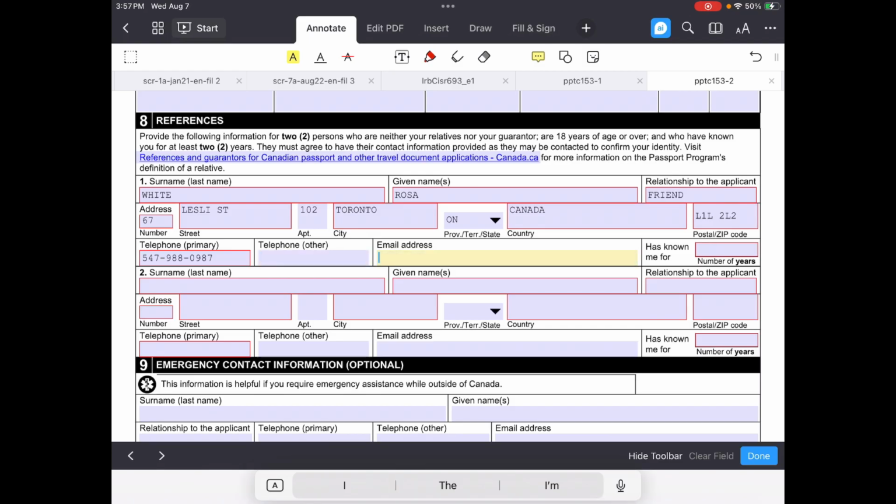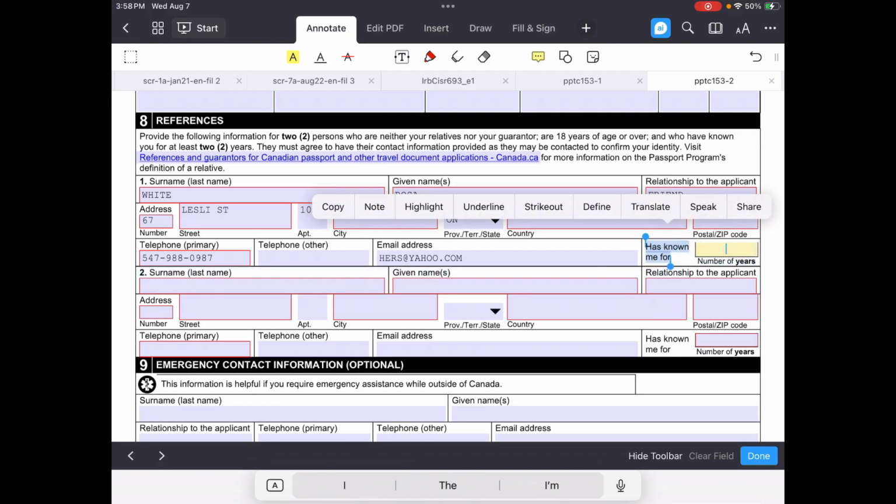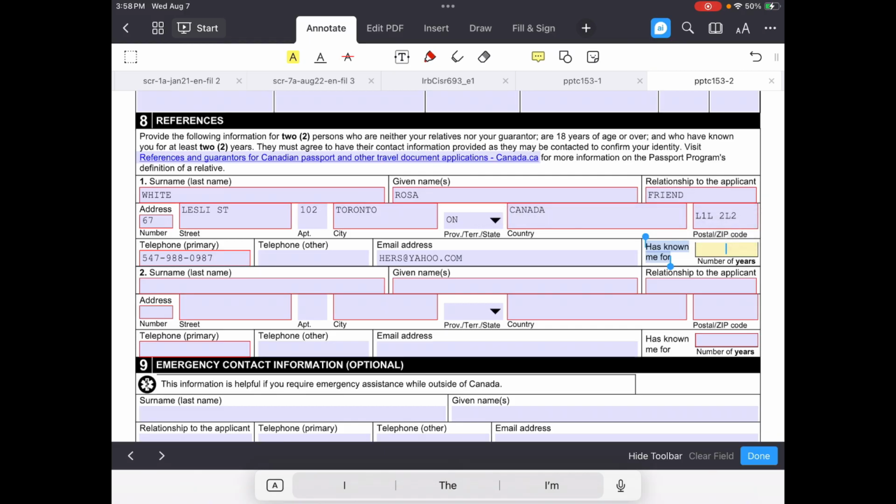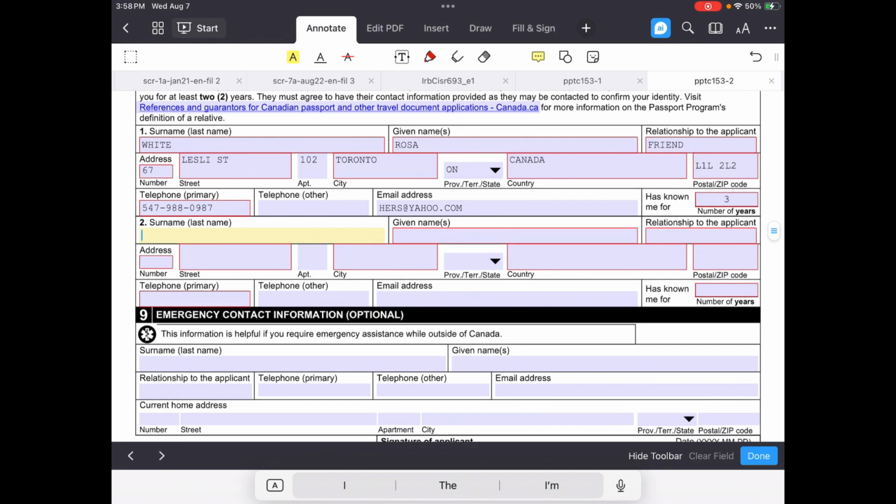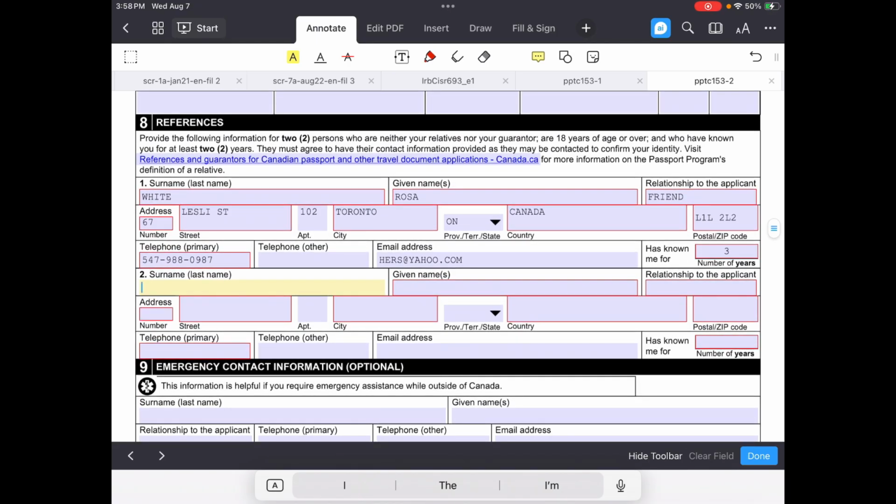If they have a second telephone number, and their email address. I don't know, I'm just gonna write down a fake email address at yahoo.com. And then you have to answer this question, how long they know you for. Again, it's gotta be more than 2 years. We're just gonna say 3 or 4, doesn't matter. Then you gotta enter the information for the second person, your second reference.